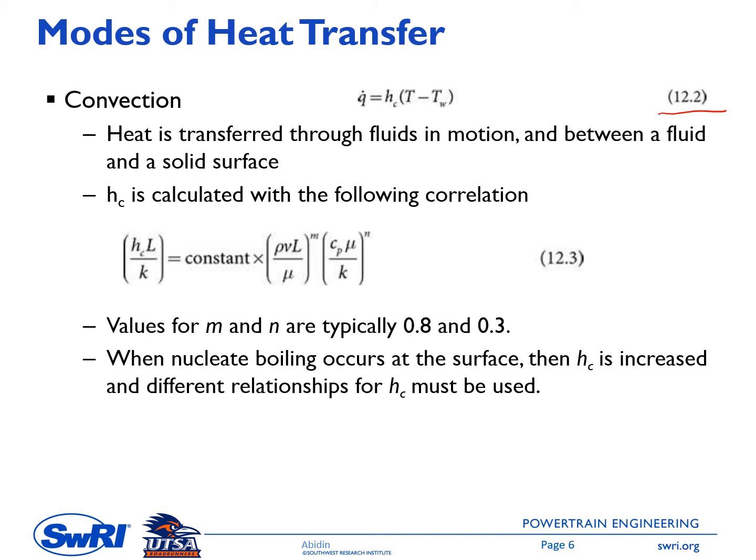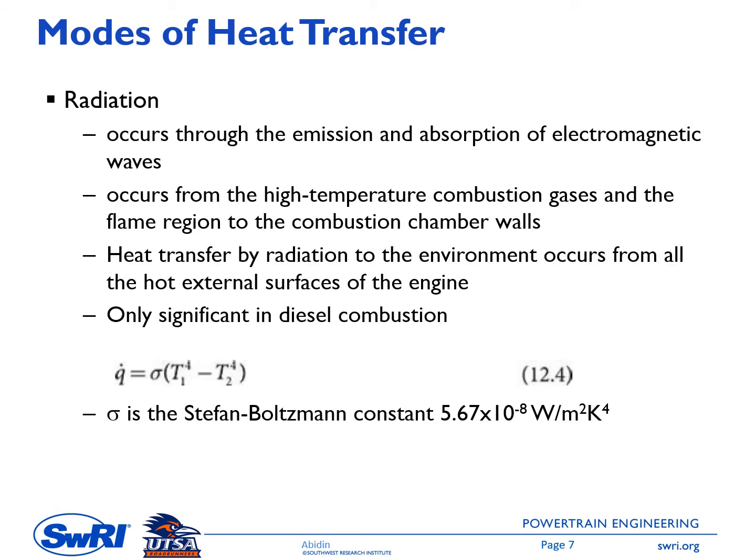The convection coefficient Hc in equation 12.2 is calculated with the following correlation, equation 12.3. This Hc is a function of the viscosity of the fluid, the velocity for sure, the density, Cp, and K, the thermal conductivity. And we have a couple of constants here, m and n. m and n here are typically 0.8 and 0.3. In case nucleate boiling occurs inside the engine, for example inside the coolant region, then this Hc is increased, and we should use a different relationship for this Hc that is built for the nucleate boiling condition.